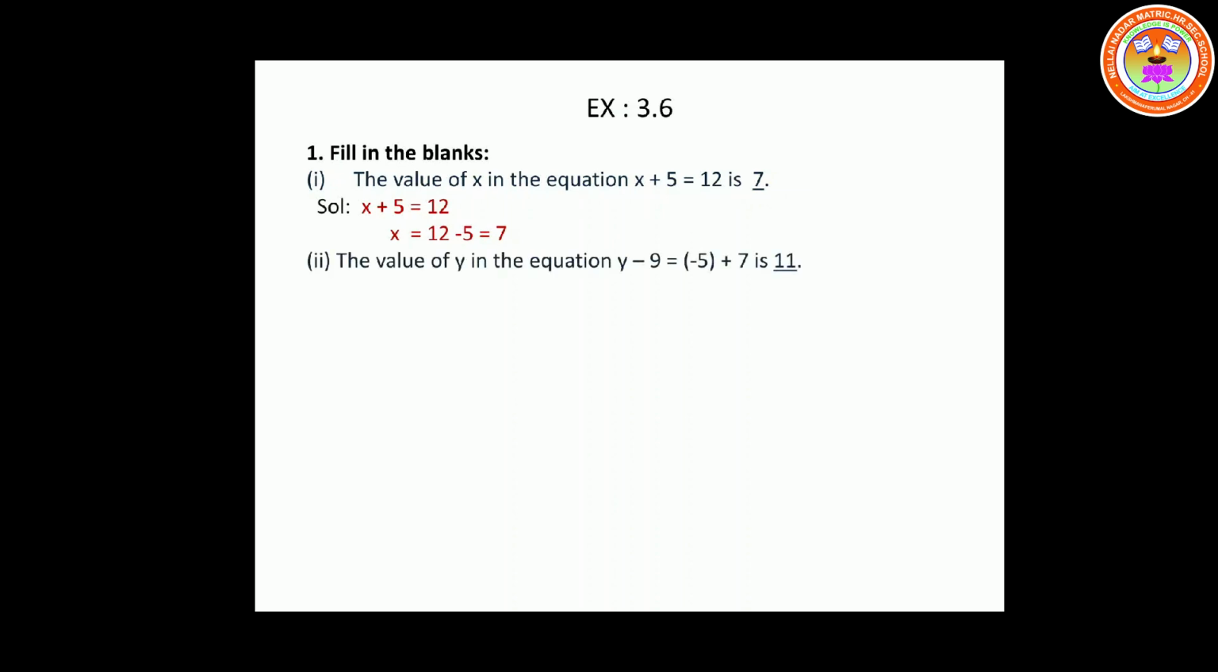Second one, the value of y in the equation y minus 9 is equal to minus 5 plus 7 is 11. So here I have to find the value of y by solving it. What I am going to do is transpose minus 9 to the right hand side of the equation. On my right hand side what do I have? Minus 5 plus 7. Now transposing minus 9 to the other side, minus becomes plus 9. So what numbers do you have? Minus 5 plus 7 plus 9.